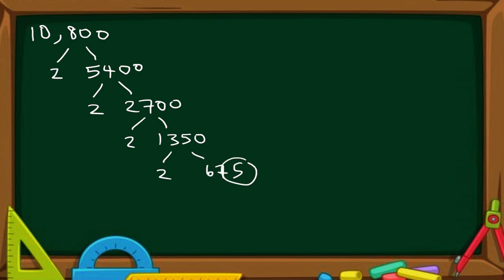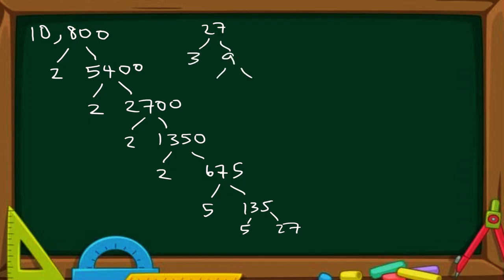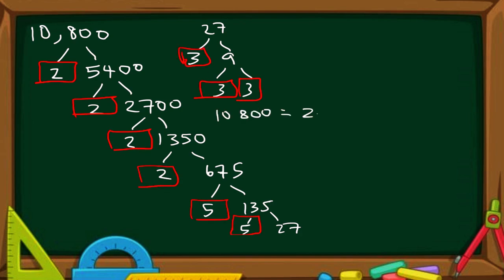Now this ends with a 5, so that means it's divisible by 5. It's no longer even, so chances are it won't be divisible by 2 anymore. If we divide it by 5, 675 divided by 5 is 135, so there's another 5. 135 divided by 5 is 27. And let me just continue this here. 27 is 3 times 9. And 9 is 3 times 3. So let's box in all of the prime numbers that we have. So 10,800 is 2 times 2 times 2 times 2 times 3 times 3 times 3 times 5 times 5.